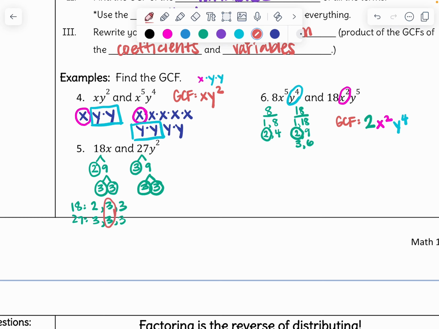So they have in common 2 3's. 3 times 3 is 9. So 9 is the greatest common factor of the coefficients. Now you'll notice that 18 has an x and 27 has y squared. They do not have any variables in common. So there is not going to be a variable in the greatest common factor. So the greatest common factor is just 9.